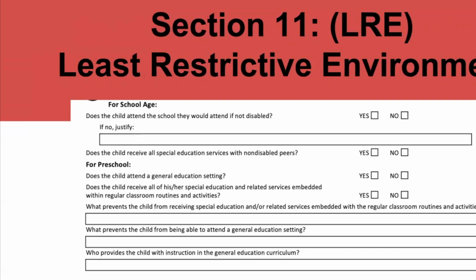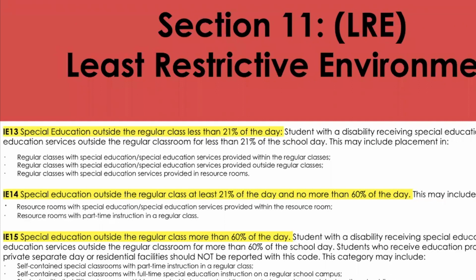Make sure you're being very specific with these statements and ensure the IEP team addresses all areas of SDI and those related services. So when we think about these different codes like the IE13, IE14, IE15, when we have to identify those for our students, special education outside of the regular class is less than 21% of the day. A student with a disability receiving special education services outside of the regular classroom for less than 21% of the day, you will need to calculate the amount of minutes during your school day and instructional periods.